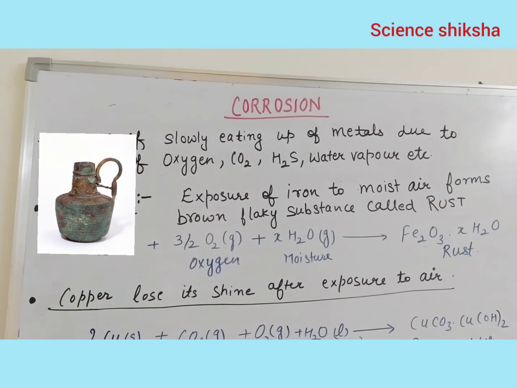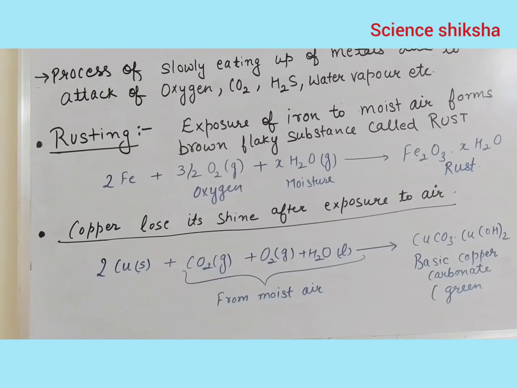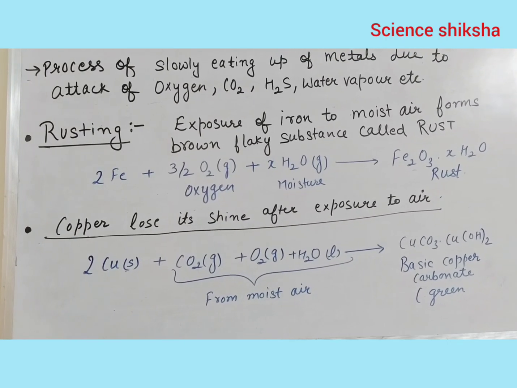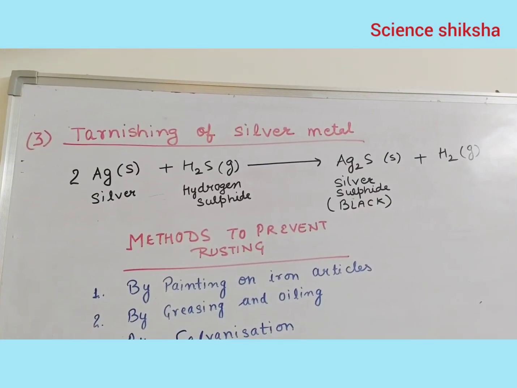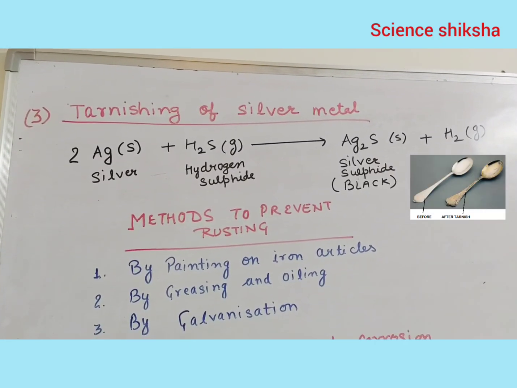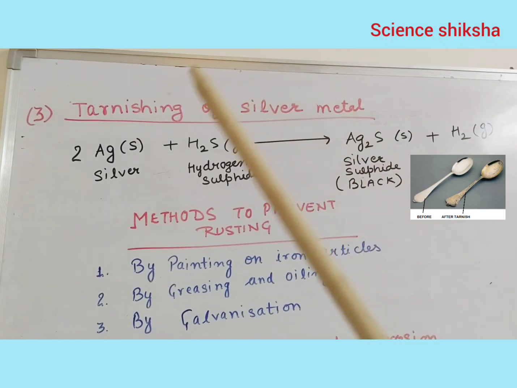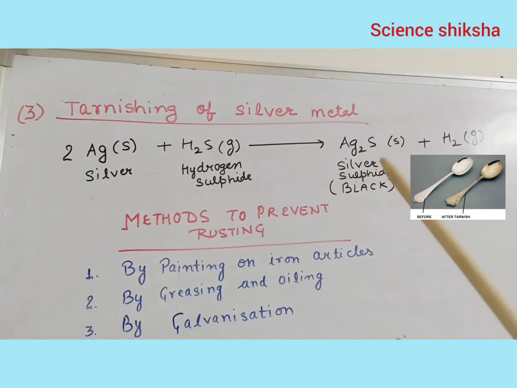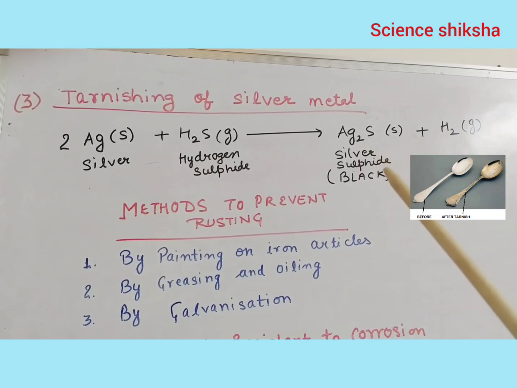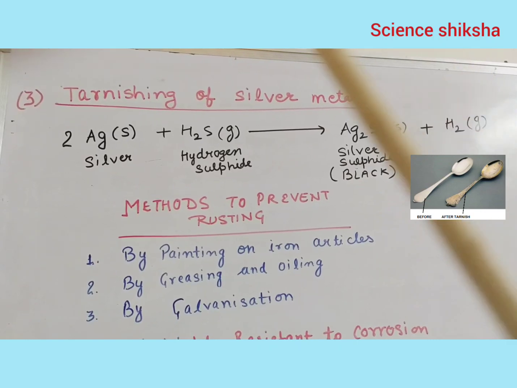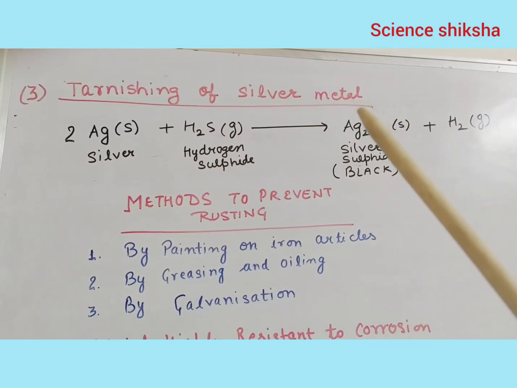So this is about the corrosion of the copper. Next is tarnishing of silver metal. When silver gets exposed to air, it reacts with hydrogen sulfide from the air and forms a black coating of silver sulfide. This is known as tarnishing of silver metal.